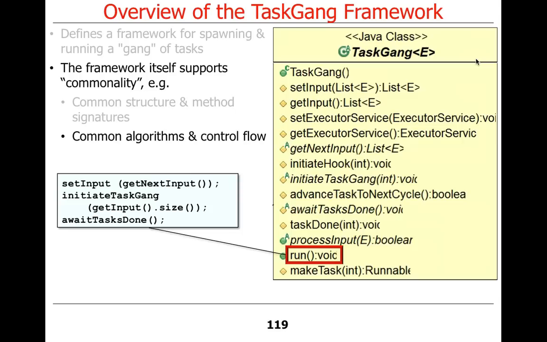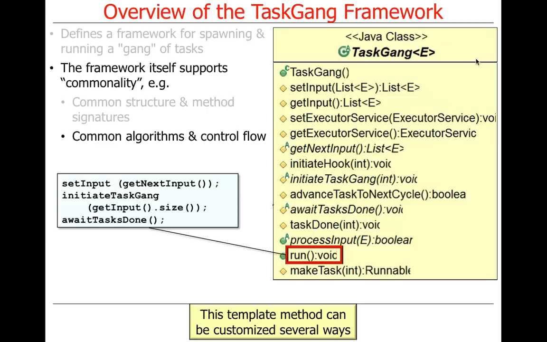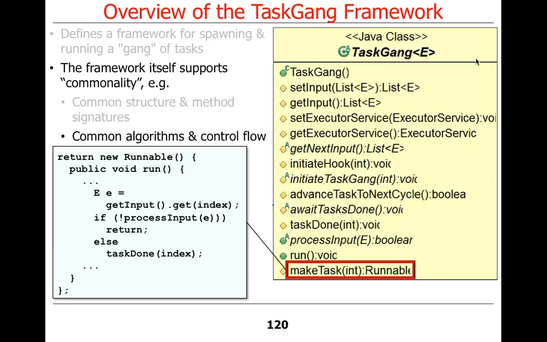And then await tasks done is a method that is used to wait for all the things to be finished, which might take multiple cycles or not. This is a template method in the good old template method fashion. You can customize this in several ways. You can override these methods through subclassing and then change what it means to do an initiate TaskGang or await done. Or you could also just override run altogether and change its behavior, either way.